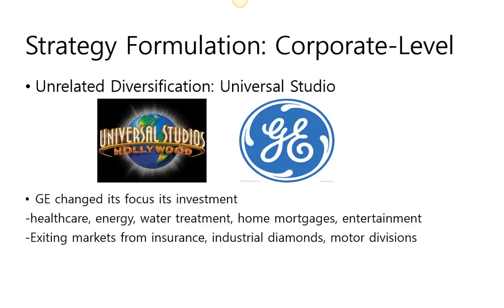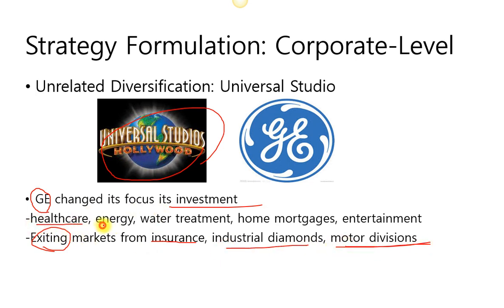Another example would be Universal Studio. Did you know that Universal Studio was owned by GE? GE changed its focus and investment and started to not only do electronics and motor division, but they decided to exit the markets of insurance, industrial diamonds and motor division, and concentrate and invest in healthcare, energy, water treatment, home mortgages, and entertainment. That's why they bought Universal Studio and are doing unrelated diversification.